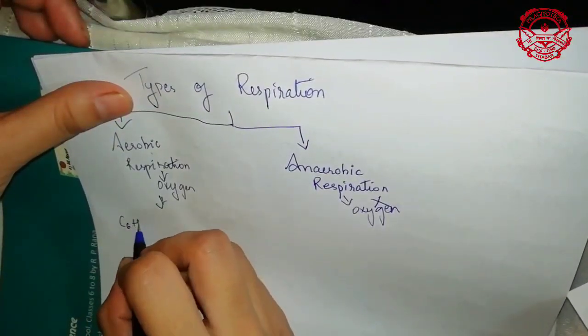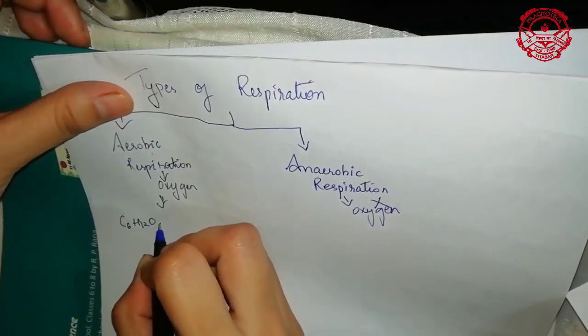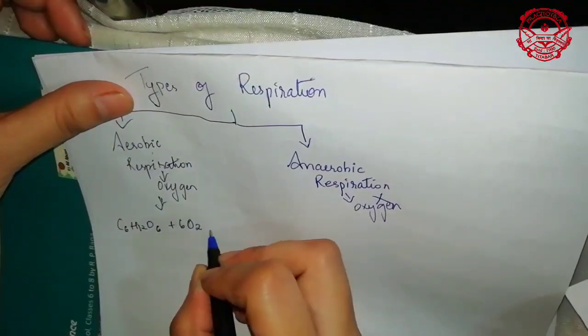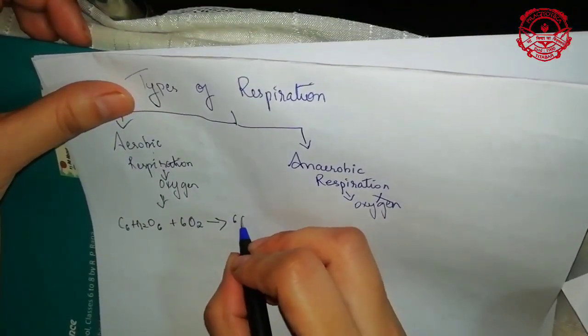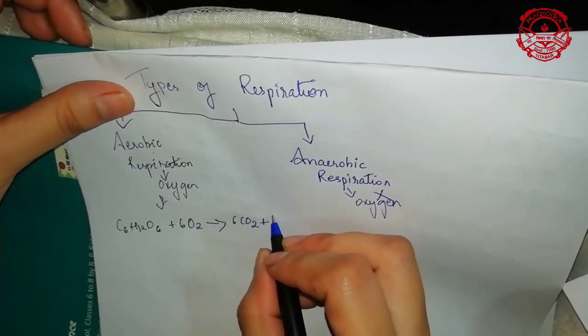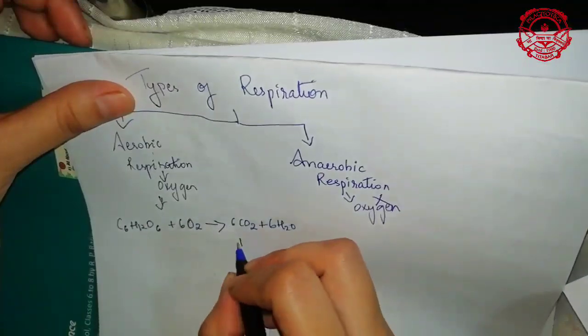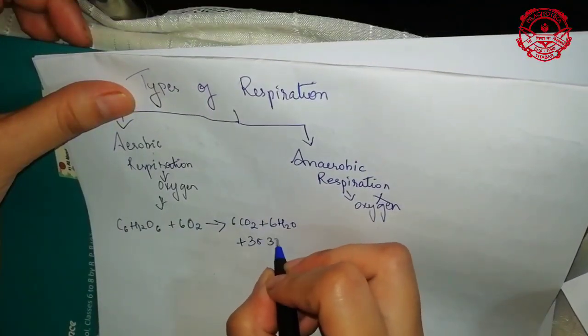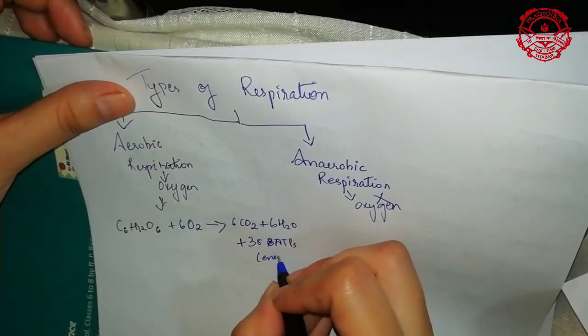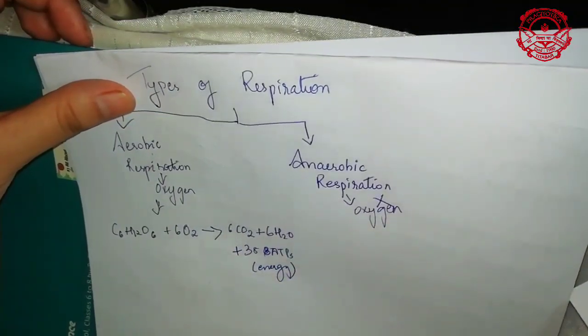Here you have your chemical reaction. That means you have your glucose, C6H12O6, plus 6 molecules of oxygen. What you will get is 6 molecules of carbon dioxide plus 6 molecules of water plus 38 ATPs. And remember, ATP is your energy.